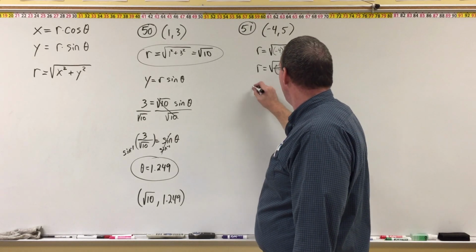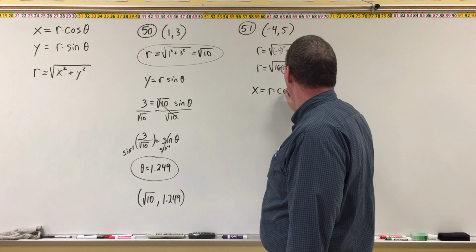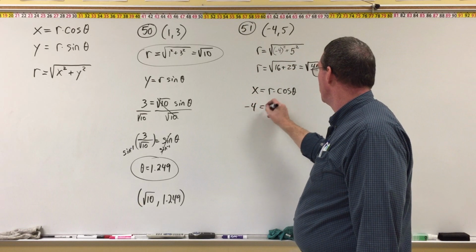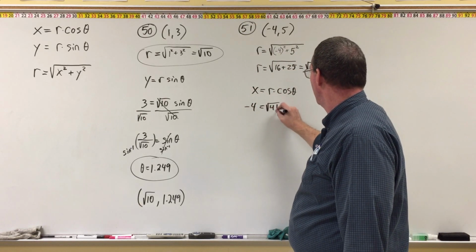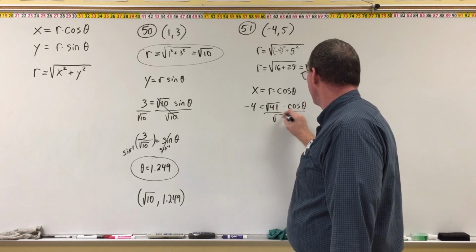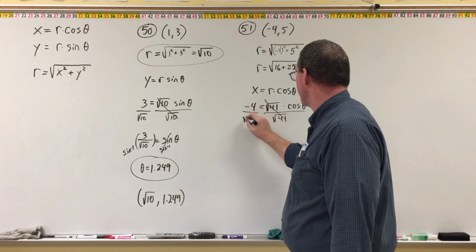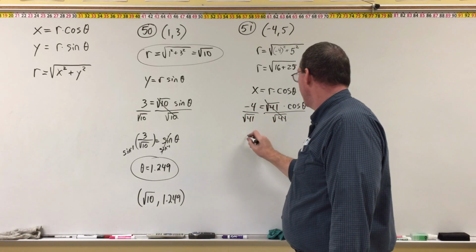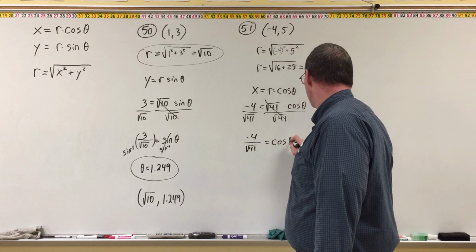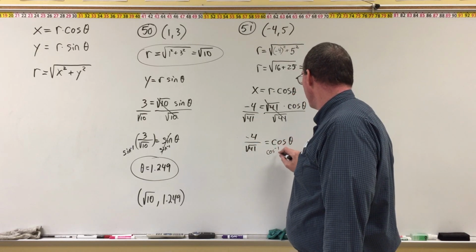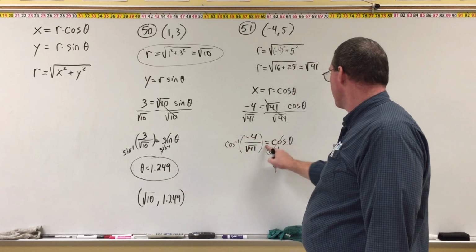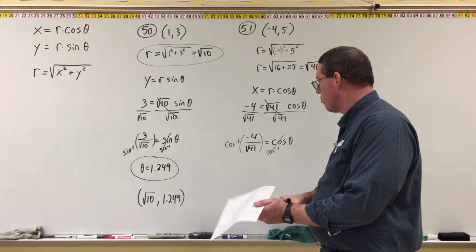And now we can do x is equal to r times cosine of theta. Our x coordinate is -4 equals the radius, the square root of 41, times cosine of theta. So we're going to divide by the square root of 41 on both sides. Cancel. And we get -4 over the square root of 41 is equal to cosine of theta. Cancel cosine with a cosine inverse. We'll also do cosine inverse over here. So theta is going to be equal to cosine inverse of -4 over the square root of 41.